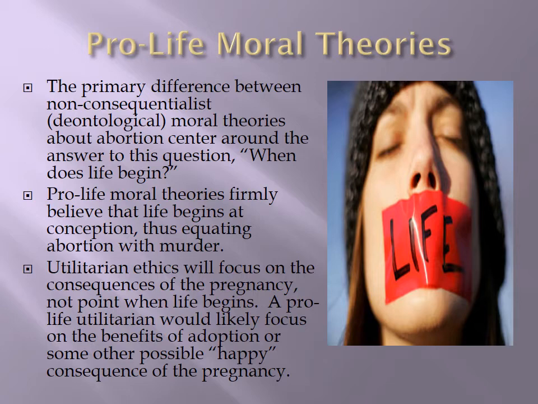A pro-life utilitarian would likely focus on what would be the happiest consequence or the best benefits that could come out of this pregnancy. And one that is often raised by a pro-life utilitarian is adoption. You have many young couples that perhaps cannot have a child of their own and therefore would like to adopt, and so that could be a happy consequence of an unwanted pregnancy rather than abortion.